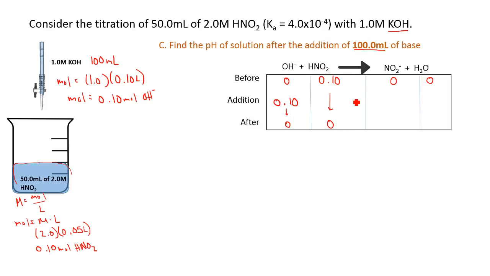They're gone. How much NO2 minus did we make? The stoichiometry here is 1 to 1 to 1. If I added 0.1 moles OH, I made 0.10 moles nitrite, NO2 minus. So this is what I have left floating in my beaker because nobody cares about water. This is the only thing floating in the beaker at the equivalence point. This moment is the equivalence point.